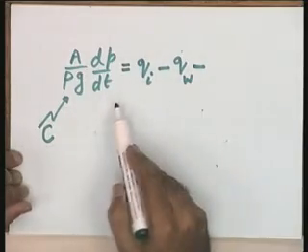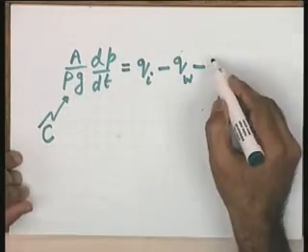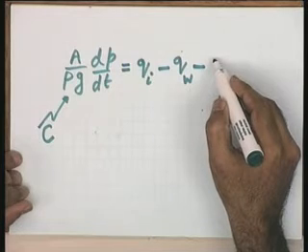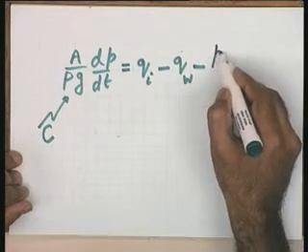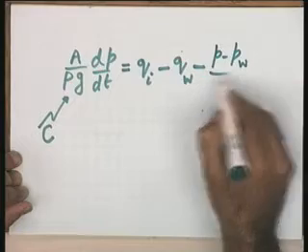A by rho g dP by dt is equal to Qi minus Qw. Here it is going to be, yes, what did we plan? It is P minus PW divided by R.